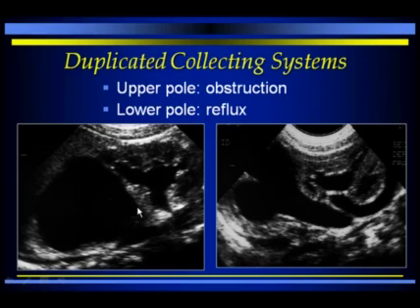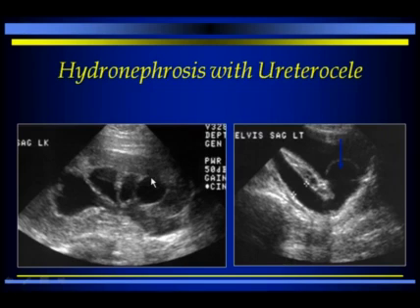When there are a duplicated system and ectopic insertions, usually the upper pole inserts more inferiorly and medially, and it tends to obstruct, while the lower pole tends to reflux. And here's another example of a case with a dilated upper pole secondary to obstruction and a lower pole which is mildly dilated secondary to reflux. We often see this on an IVP as something called a drooping lily because the upper pole becomes invisible, it doesn't enhance with contrast, and the lower pole is dilated and pushed down by the obstructed upper pole.